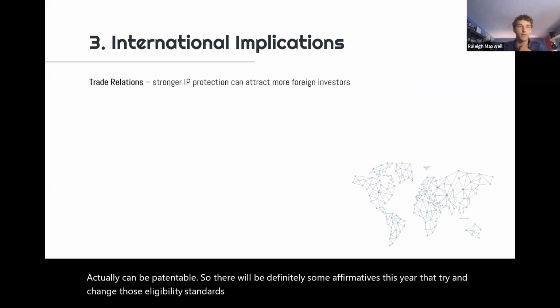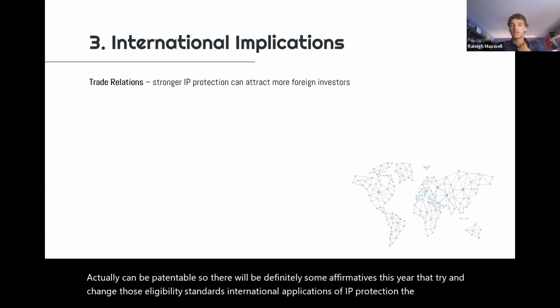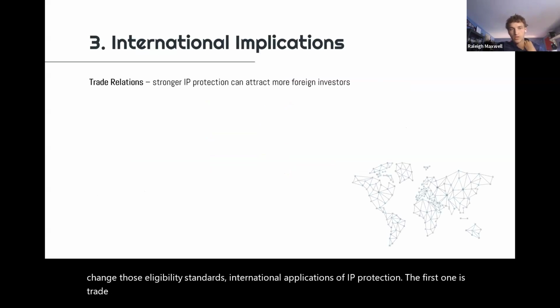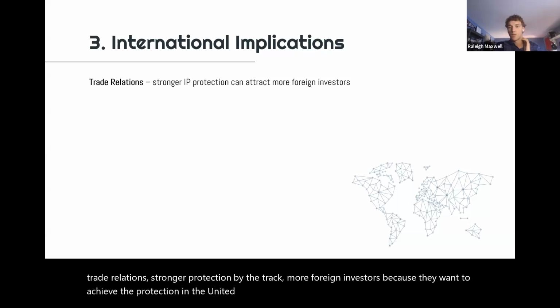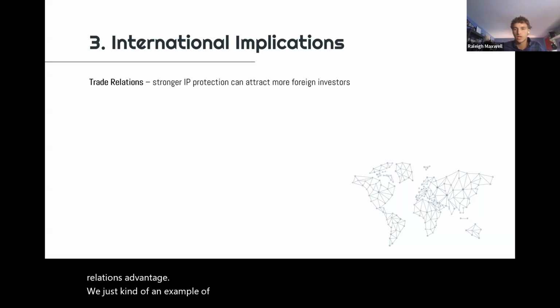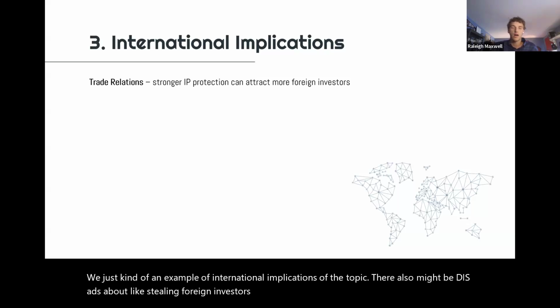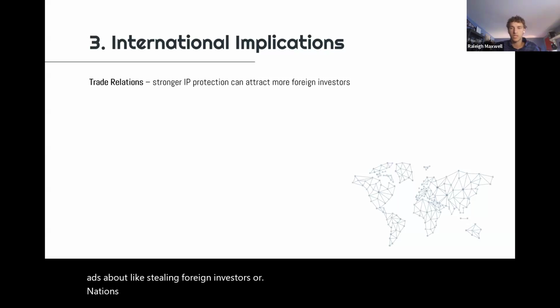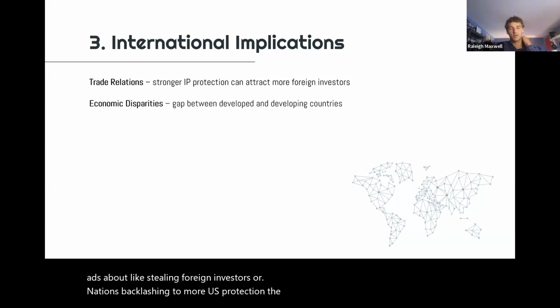International implications of IP protection. The first one is trade relations. Stronger protection might attract more foreign investors because they want to achieve protection in the United States. That opens up the possibility for advantage ground. The Emory debate camp produced an AI copyright aff that had an EU relations advantage, which is an example of international implications of the topic. There also might be disads about stealing foreign investors or nations backlashing against more U.S. protection. The second implication is economic disparities.